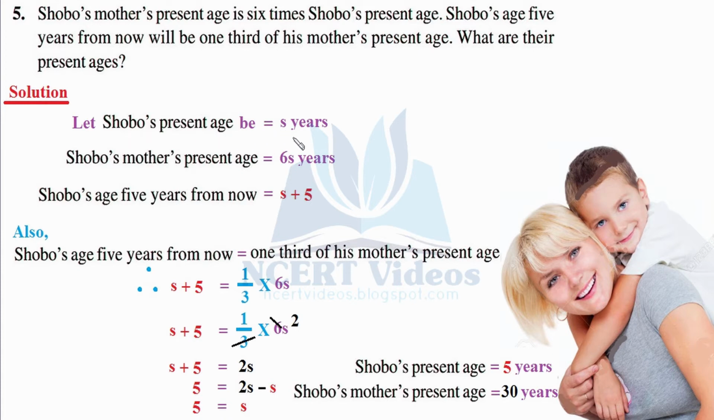After considering it, mother's age would be simple. It would be 6S years. So we wrote the same. Shobo's mother's present age equals 6S years. This we found from the first statement. Again reading, Shobo's mother's present age is 6 times, that is 6 multiplied with whatever we have considered Shobo's age. So we have considered Shobo's age as S years. So 6S is Shobo's mother's present age. So we are dealing with present ages of both of them. Let's move to the second hint.